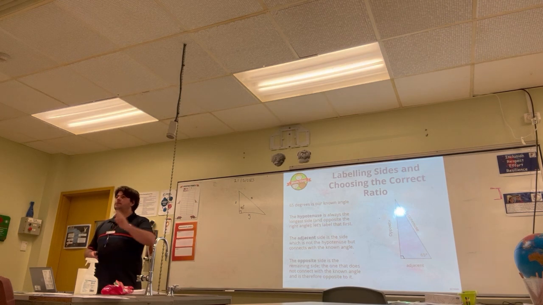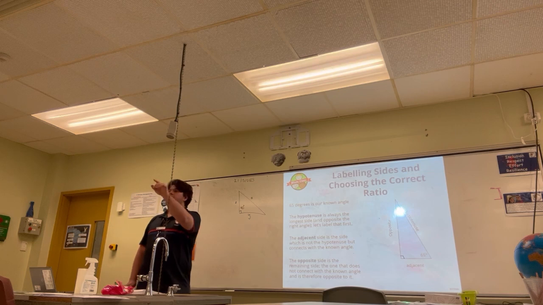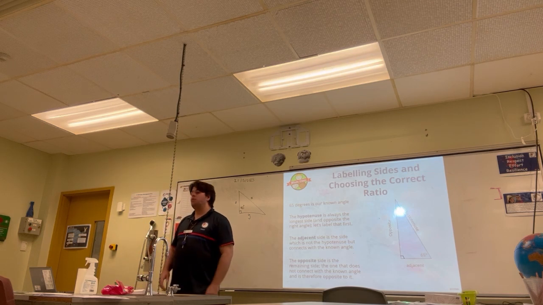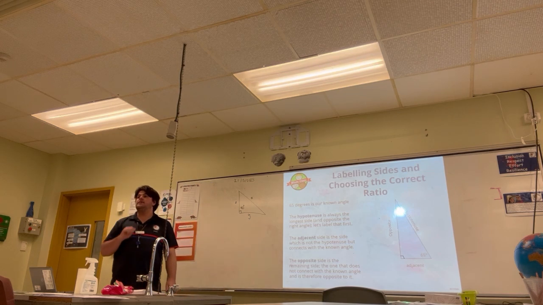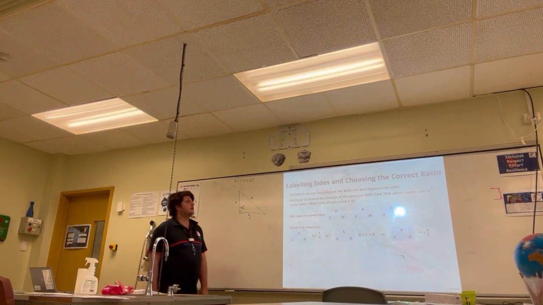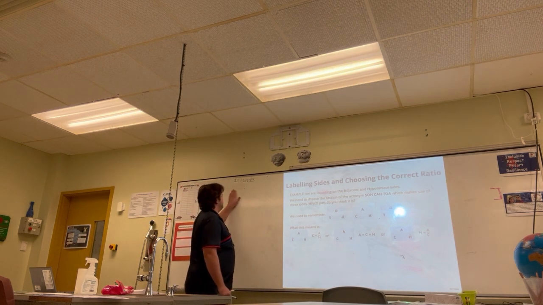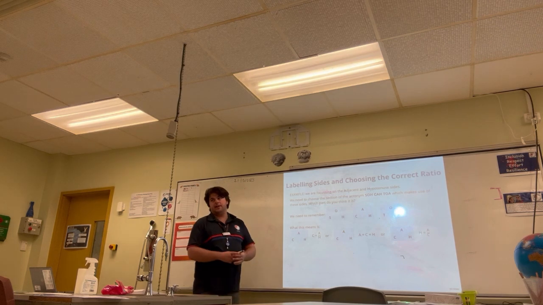So, hands up if you're confident in labelling the sides of a triangle. Fantastic. We'll continue moving on. Remember, this is a whole class activity, so we work together. The next part is choosing the correct ratio. Now, can anyone remind me what the 3 trigonometric values are?